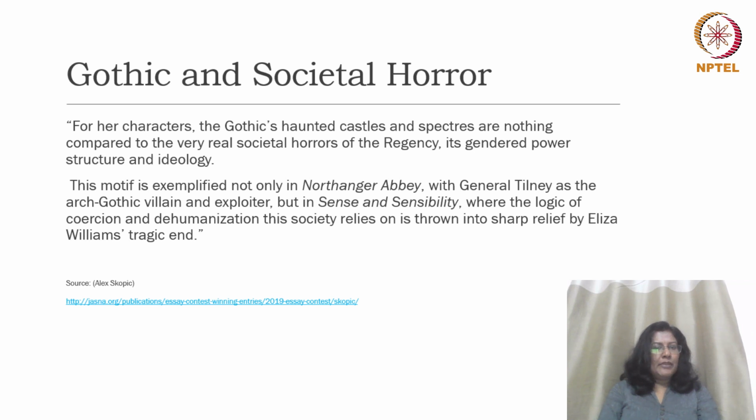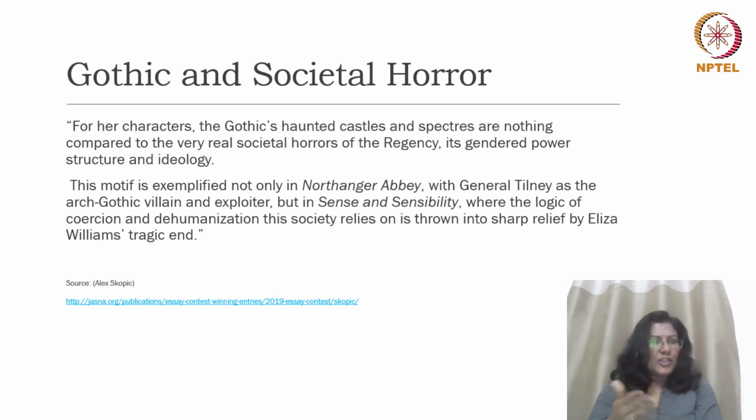This motif is exemplified not only in Northanger Abbey with General Tilney as the arch Gothic villain and exploiter, but in Sense and Sensibility, where the logic of coercion and dehumanization that society relies on is thrown into sharp relief by Eliza Williams' tragic end. The Gothic motif of the arch villain is clearly exemplified in the figure of General Tilney, and that is really done in a clear-cut manner. But there are other villains who embody the societal horror, and one such example is Willoughby in Sense and Sensibility, Willoughby who seduces Eliza Williams.